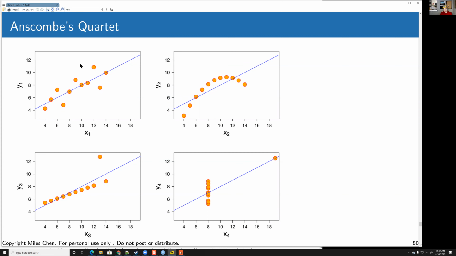It makes sense to use linear regression for this first example. There's some scatter and there's a linear trend, and it makes sense to use this. Here, this is clearly not a linear relationship, and yet we get the same correlation and the same regression line. What we need to do is use some kind of curved line to describe the relationship. To use a straight line is not a good idea.